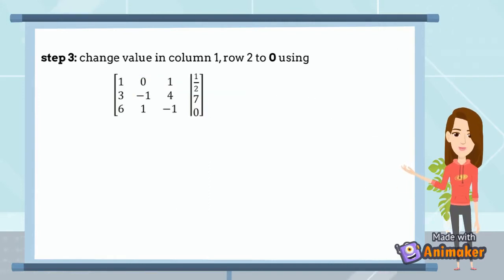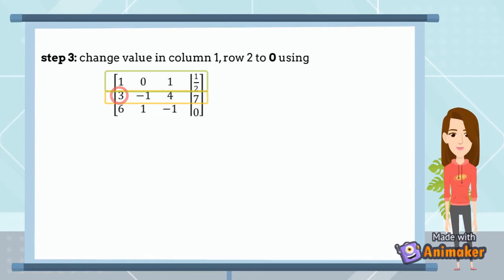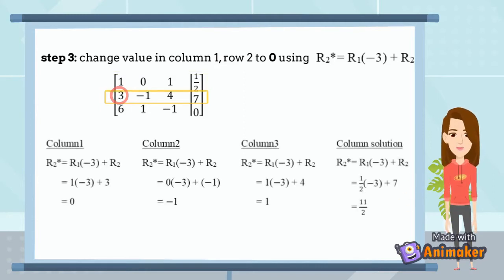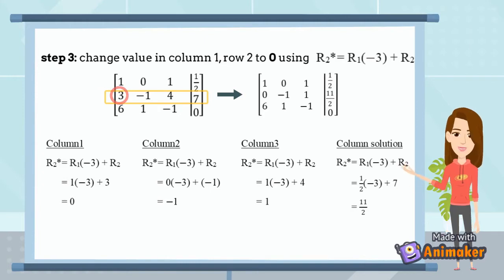Step 3. Change the value in column 1, row 2, to 0 by using the values in each column of row 2 and row 1, then substitute in R1 multiplied by -3 plus R2. Thus, you will get the value of column 1 equals 0, column 2 equals -1, column 3 equals 1, and 11/2 in column 4 for the solution. Then, update the values in the matrix.